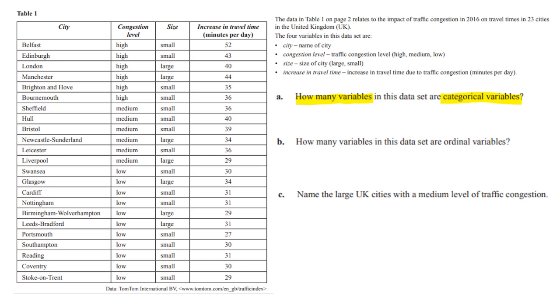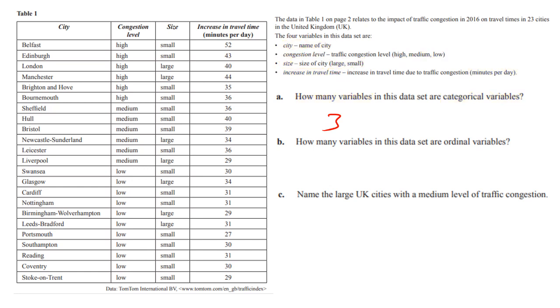So we've got city, name of city, that's categorical. Congestion level with high, medium, low, that's categorical. Size, given as large or small. I mean, if they're given numbers, it'd be numerical, but it says large or small. And increase in travel time in minutes per day. So if you actually think about that, the name of the city, high, medium, low, large, small, that's 3, because the minutes per day is obviously a numerical thing.